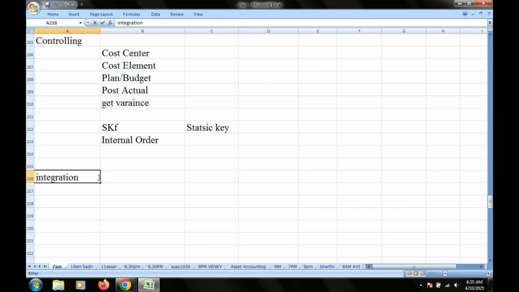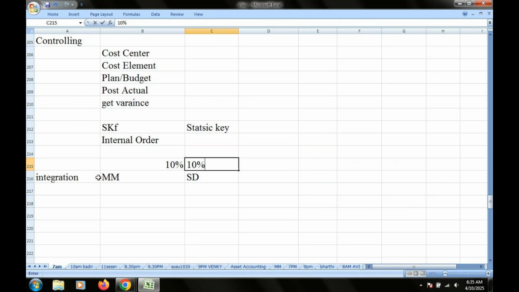In the integration, what is the advantage you get here? We also learn a little bit of SD configuration, at a basic level. The module we are taking is FICO, which is the 100% focus subject. In material management we will see the basic settings, about 10% of the subject, and SD also about 10% of the subject in the integration level.